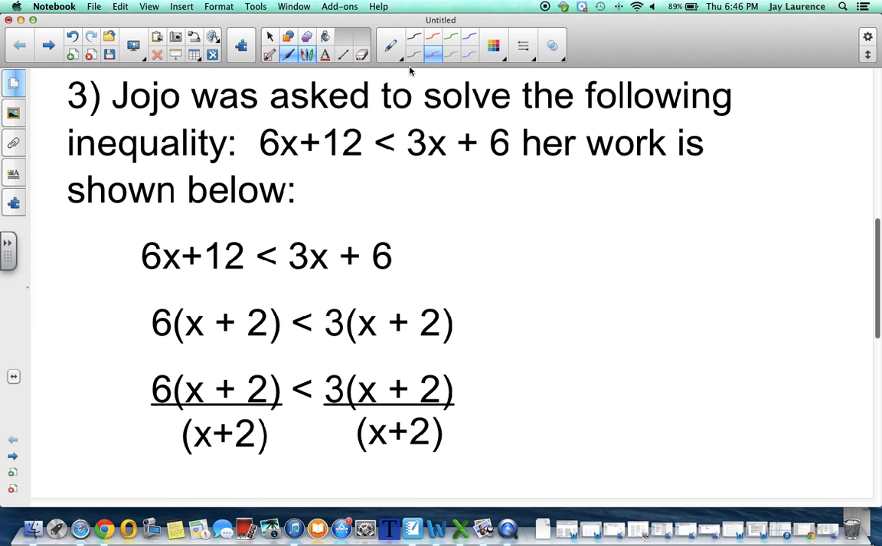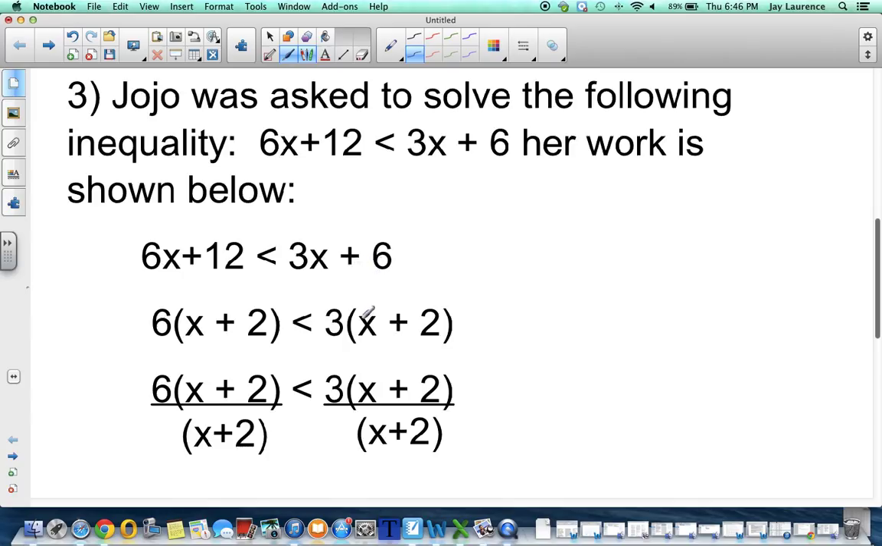All right, let's take a look at this one here. JoJo was asked to solve the following inequality: 6x plus 12 is less than 3x plus 6. Her work is shown below. So here we have this first equation, and it looks like she undistributed, right? She pulled that 6 out. We're going to call that a big F word later on. That's going to be called factoring, but for right now, we're just going to call it undistributing. She recognized it was a common factor, and she pulled it out.